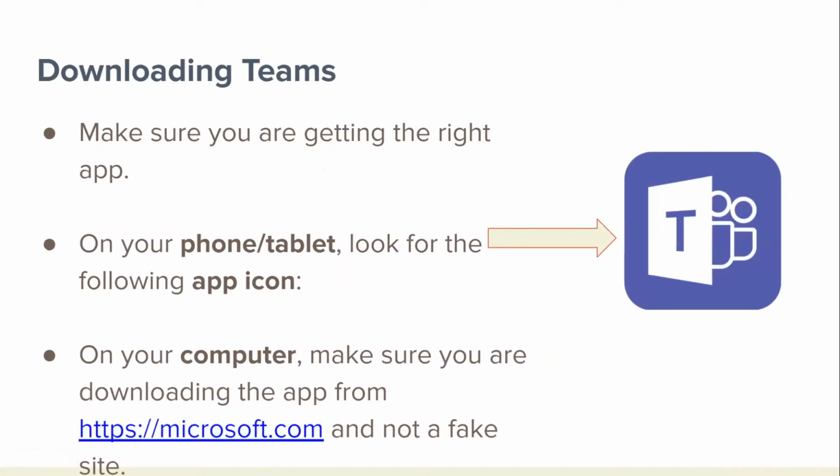Next, downloading Teams. Firstly, you always want to make sure that you are downloading the right application. On your phone or tablet, look for the icon that looks like this one to the right. It has a T and it has a few icons of people behind a white box. And on your computer, make sure you are downloading the app from the actual website at Microsoft.com and that it is not a fake site because that could put you and your computer in danger.